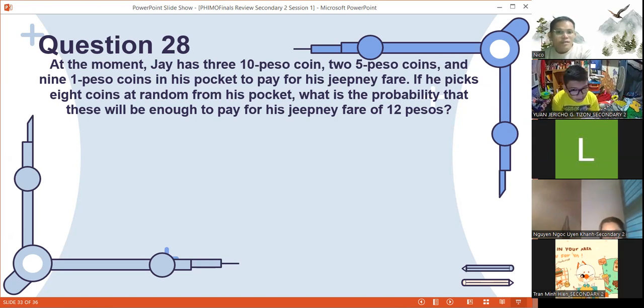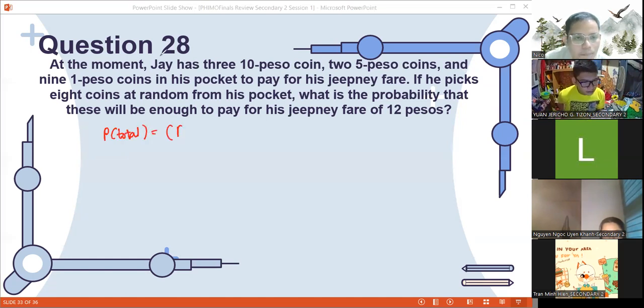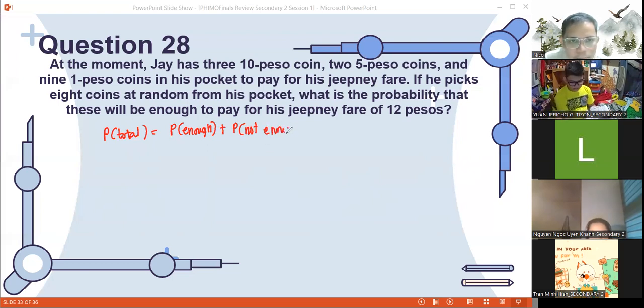So the jeepney fare is 12 pesos, right? So the total probability is equal to the probability of enough plus the probability of not enough. Okay? So it's basically the same as what we answered last time, right? So you want 12 pesos. So what's the worst case scenario here?